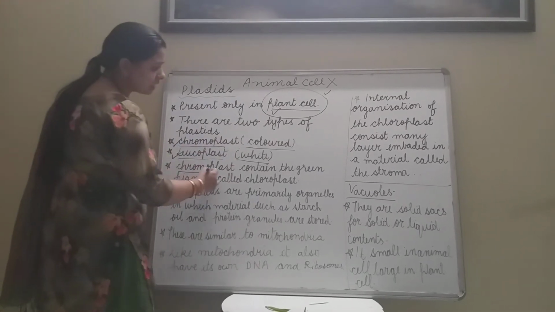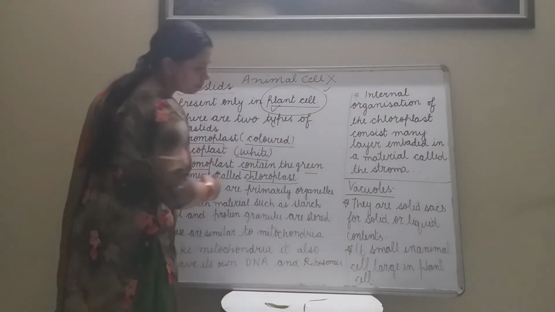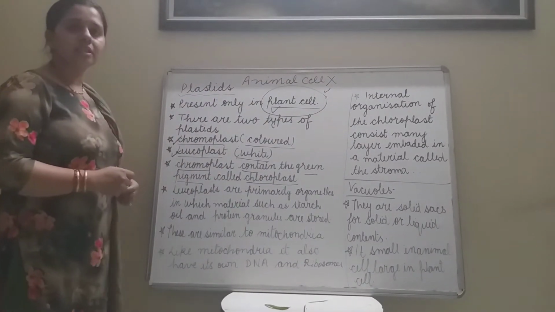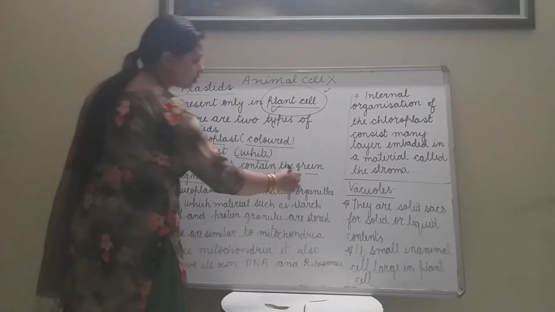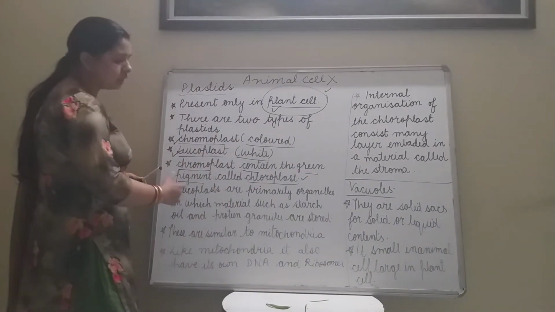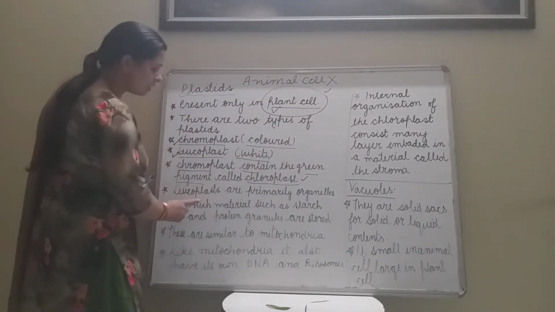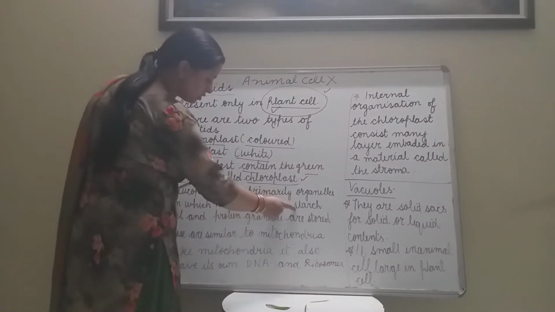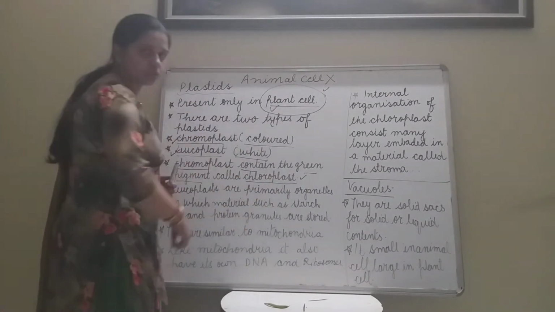Chromoplast contains the green pigment called chloroplast. And leucoplasts are primarily organelles in which materials such as starch, oil and protein granules are stored.